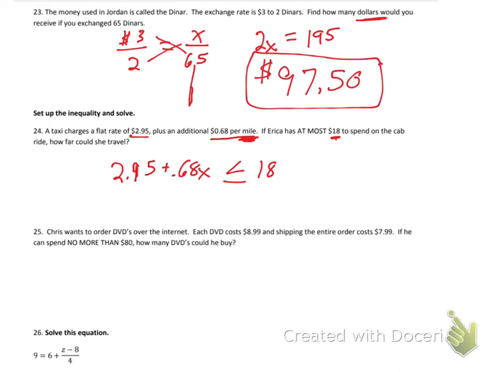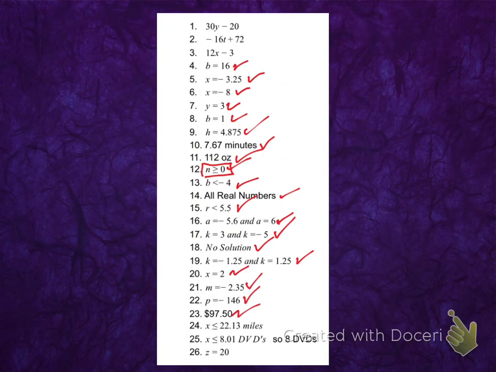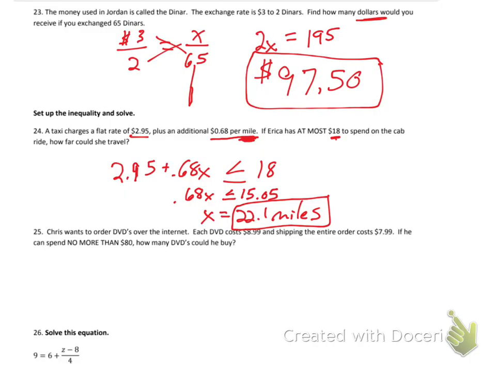So I'm going to minus 2.95 on each side, so 18 minus 2.95 is equal to 15.05. So I have 0.68x is less than or equal to 15.05. And then I'm going to divide by 0.68. So x is going to be 22.1, and it's in miles, so your answer is 22.1 miles. Yeah, I was right, 22.1 miles.